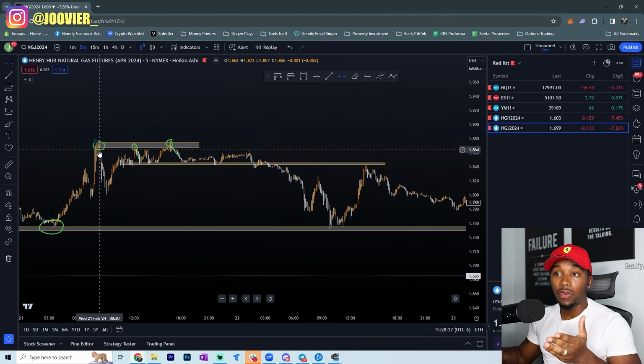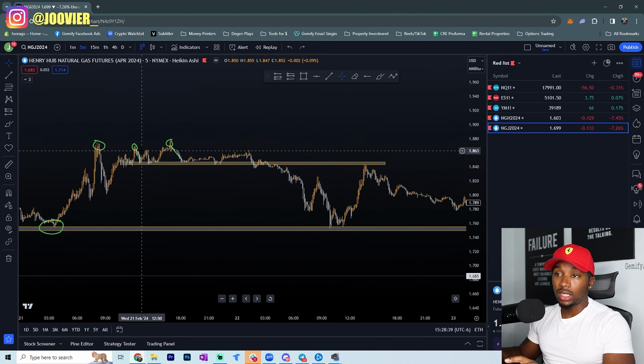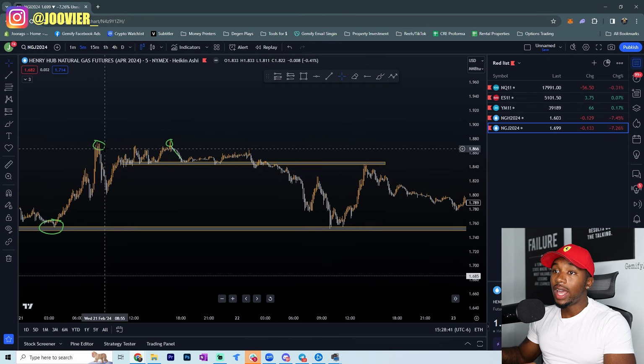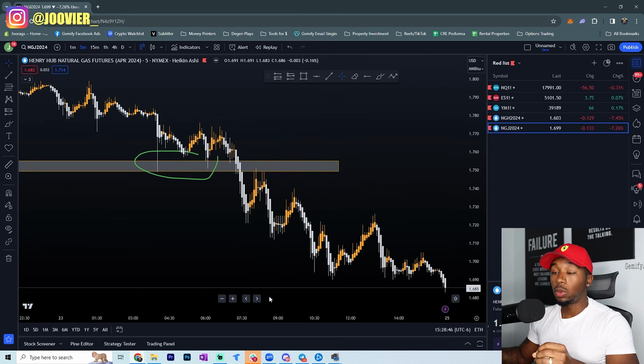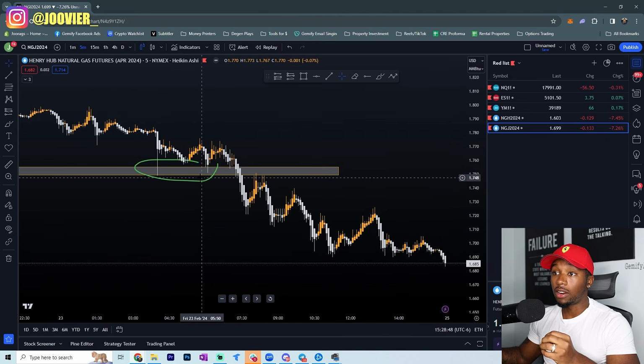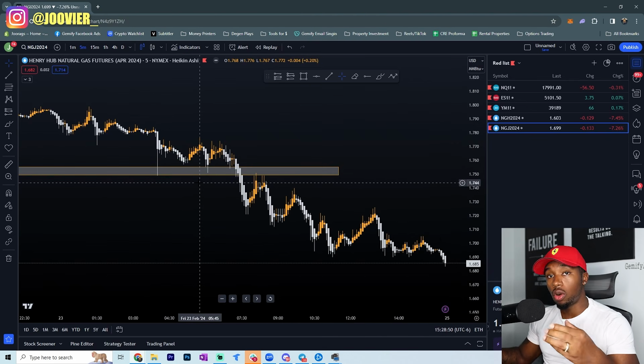Now, how the heck do you find these zones? How do you know when one is a legit zone? How do you know when one is a bad zone? How do you draw your zones? Like, how big should your boxes be? I'm going to answer all that right now, because that's where a lot of people get messed up, get confused, and end up drawing the wrong zones.